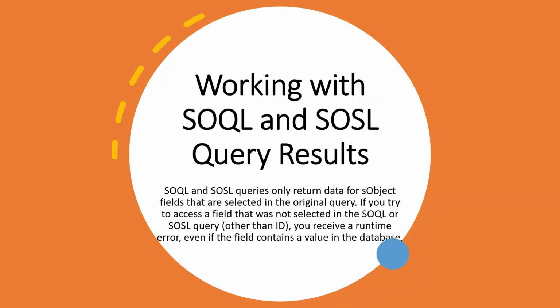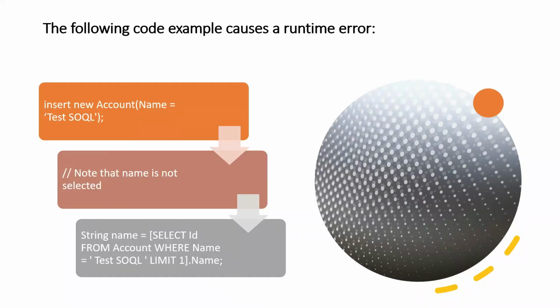Working with SOQL and SOSL query results. SOQL and SOSL queries only return data for sObject fields that are selected in the original query. If you try to access a field that was not selected in the SOQL or SOSL query, you receive a runtime error, even if the field contains a value in the database. For example, the following code causes a runtime error.